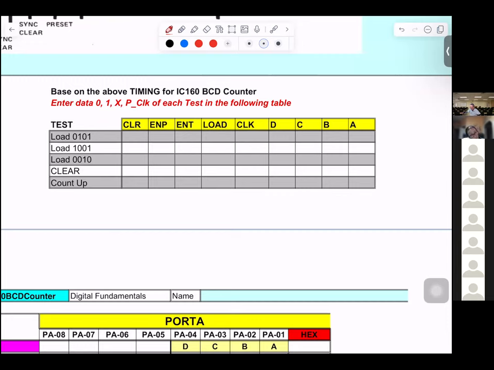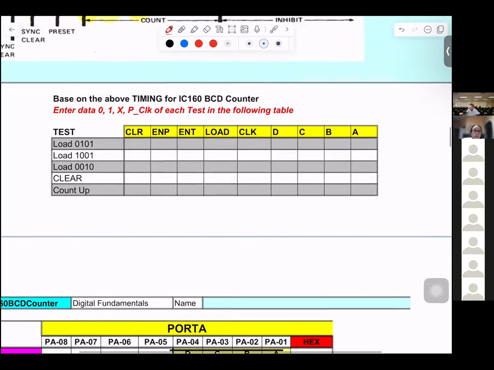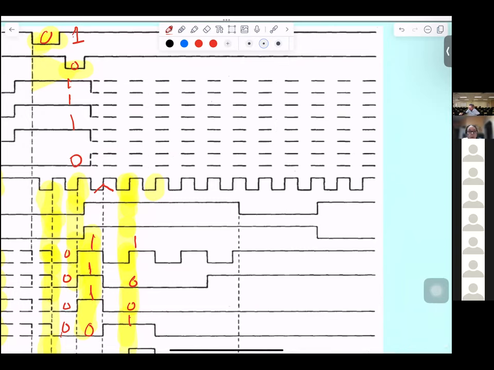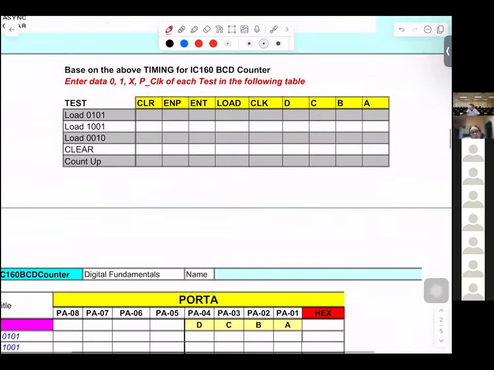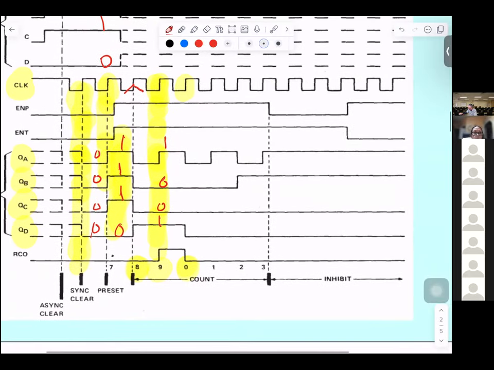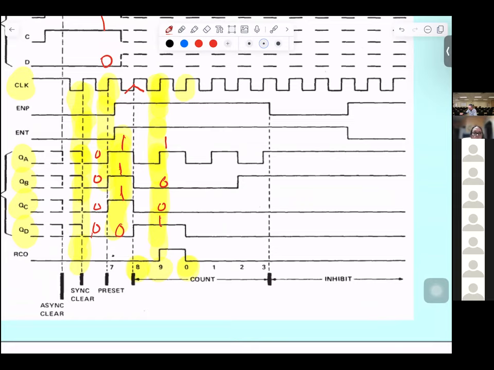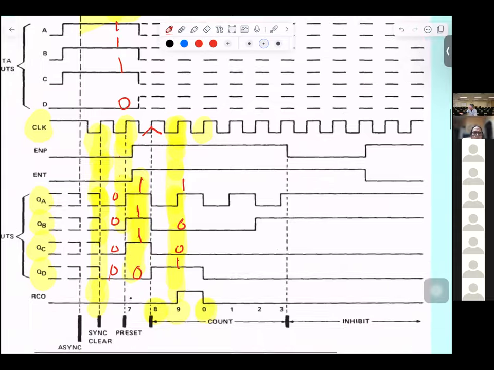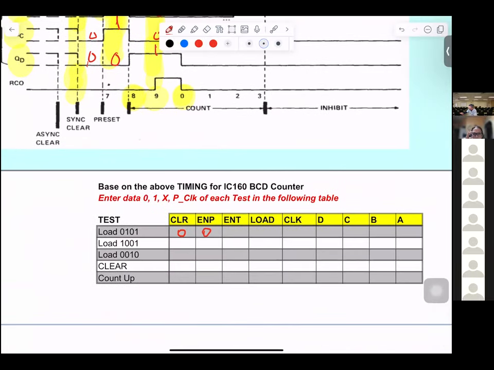So you look at your data sheet, you look at the schematic and see if it's got a bubble, if clear is active high or active low. And then based on that, looking at your schematic, you can put it in. Same thing here. You're looking at the timing here. Clear has to be zero to clear. So now you go into here, you say clear zero. Okay, and enable P and T. Look into here. Same thing. Enable right here, they're low. Enable here, zero, right? They're low. So you can enter zero here, enter zero here.